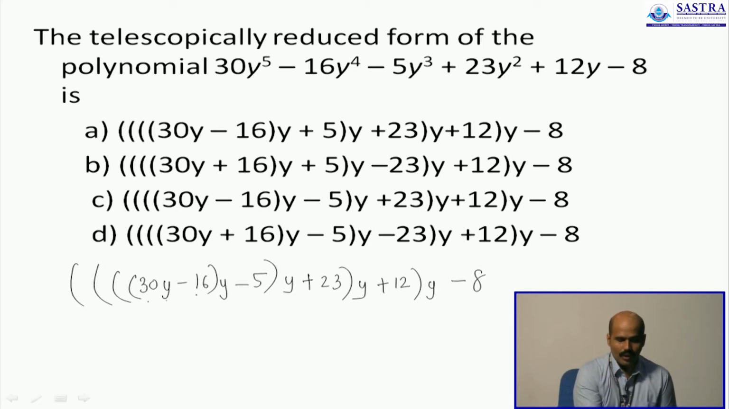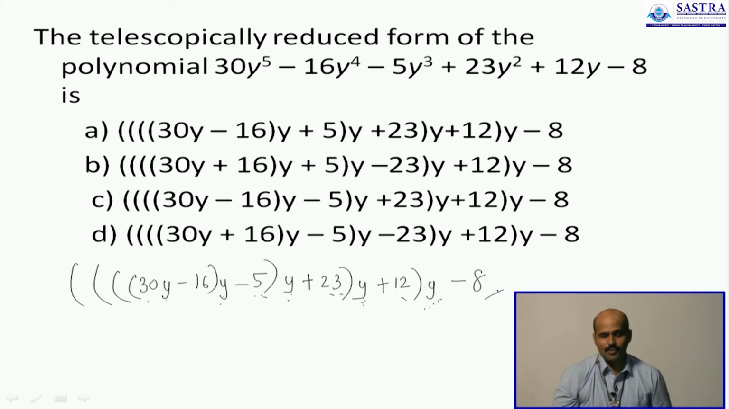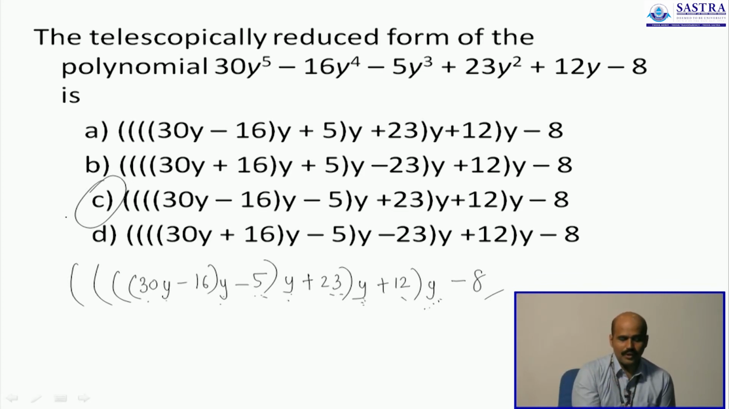So 30 into y, 30 y square, 30 y cube, 30 y power 4, 30 y power 5, that term is right. Minus 16y, minus 16y square, minus 16y cube, minus 16y power 4, that is again right. Minus 5y, minus 5y square, minus 5y cube, that's also matching. 23y, 23y square matching again. 12y comes only once, 8 appears once. So which of these 4 options suit this given expression best? You will see that it is option C. Option C is the actually correct form of the telescopically reduced polynomial.